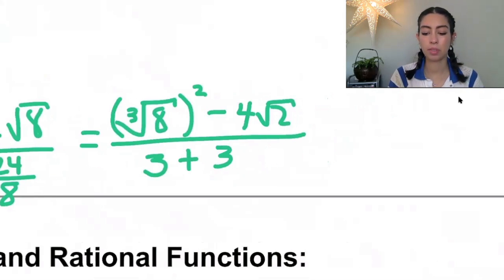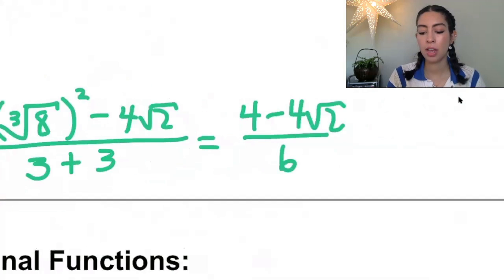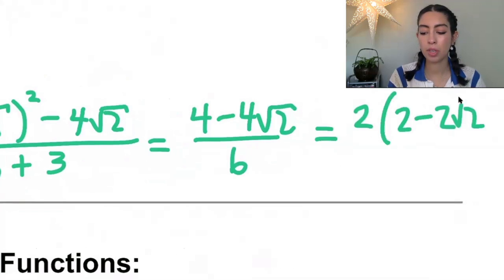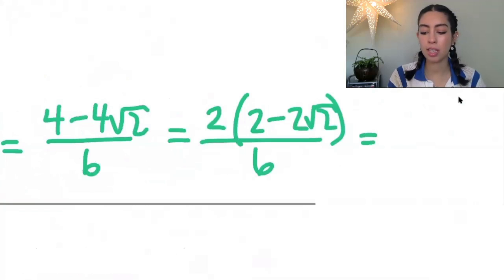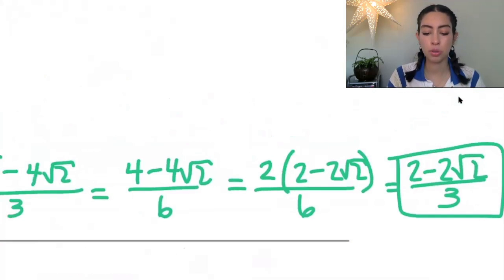And we'll just keep simplifying. Cube root of 8 is 2. 2 squared is 4. We've got 4 minus 4 root 2 up top. And 3 plus 3 is 6. So we have a 2 in common at the top, which will then simplify with that 6 and give us 2 minus 2 root 2, all divided by 3. So that's going to be our simplified solution here.